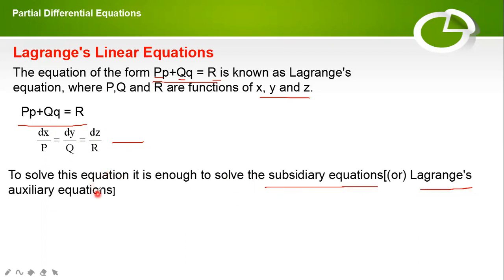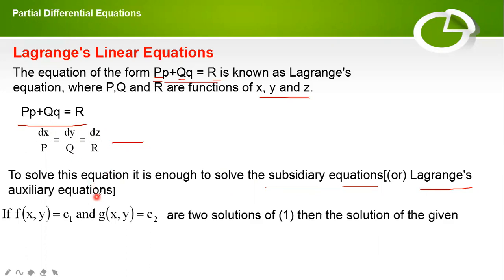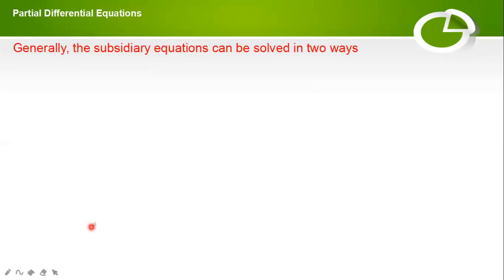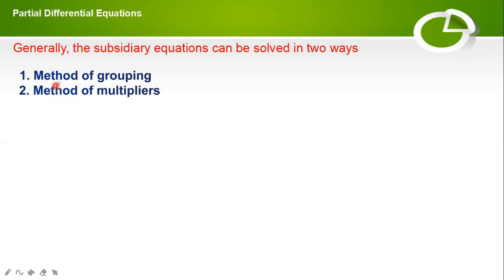Now we solve this and find the solution, phi of f comma g equal to 0, where f and g are functions of x, y, z. Generally we use two methods for solving a partial differential equation in Lagrange's method. One is the method of grouping and the second is the method of multipliers. In this lecture we will study the method of grouping.